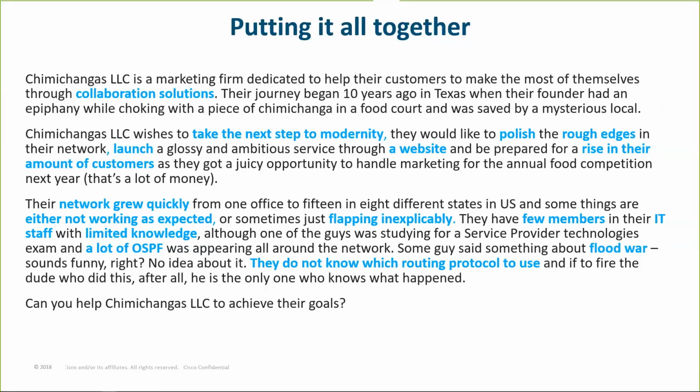So for us, it needs to jump to our eyes that, okay, they provide collaboration solutions. They want to take the next step to modernity, polish the rough edges in their network. They want to have a new website, raising the amount of customers. The network grew quickly. It's not working as expected. We are having instability. See? So now we get all this important information and we put it together to understand what we need and where we are, right?